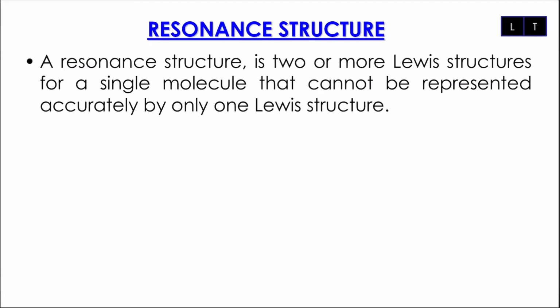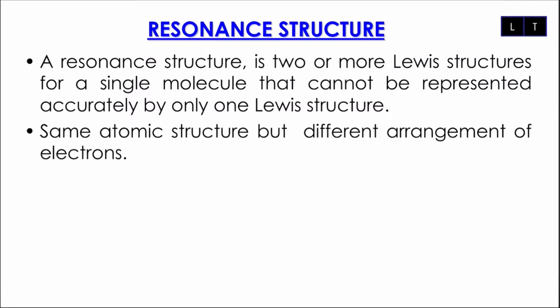Resonance structure is defined as two or more Lewis structures for a single molecule that cannot be represented accurately by only one Lewis structure. It means that for the Lewis structure of a molecule, sometimes we can draw two or more, but somewhere in the middle should be a resonance structure. So in order for us to show the resonance structure, we are going to use different arrangements of electrons, but they are all with the same atomic structure.